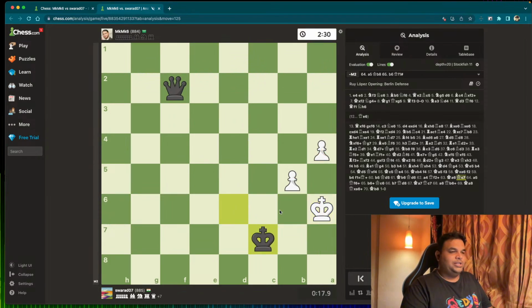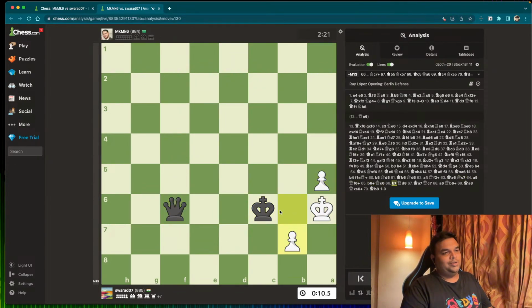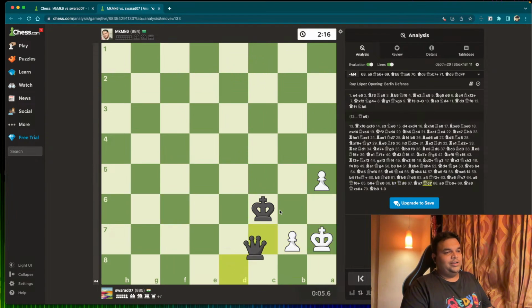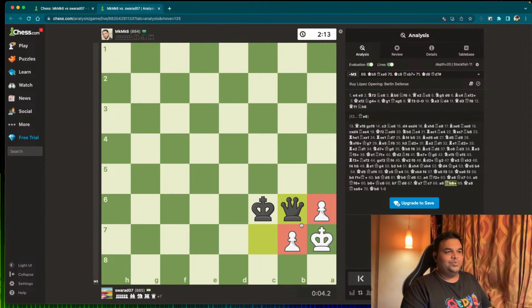But yeah, time pressure does funny things. I think I completely missed that. And here also it's fine. You can see I had a clear idea: first give check so that the king has to move, then capture this pawn. And after I capture this pawn, I just have to checkmate him, just move my queen here and checkmate. But at this point, I had 4 seconds left.